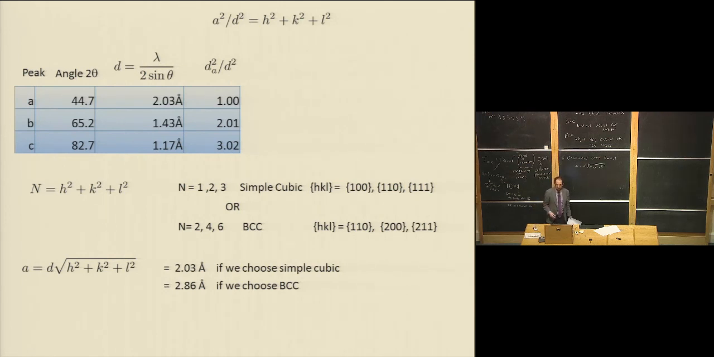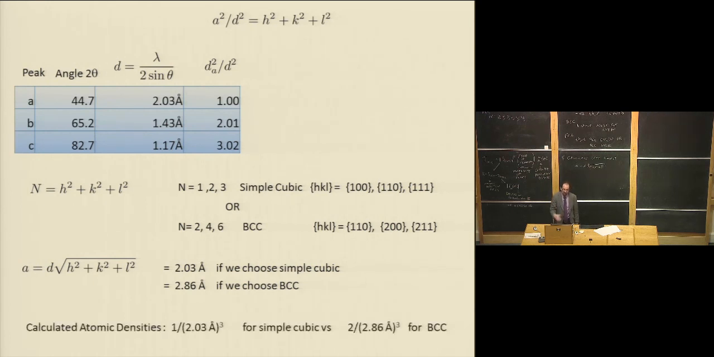Okay? So we have a different size of the unit cell, the conventional unit cell for a BCC case. Now, why does that help us? We don't know what the lattice constant is for iron. But it does help us because we could try calculating the atomic density. For the simple cubic case, we would have 1 atom per 2.03 angstroms cubed, whereas for BCC, it's 2 atoms in the conventional unit cell per 2.86 angstroms cubed. And those densities differ from each other by a factor of square root of 2.